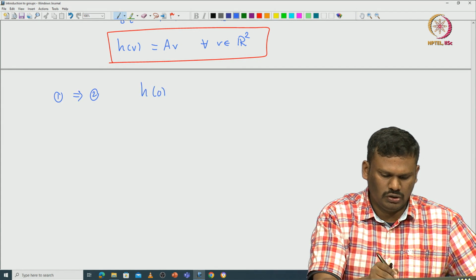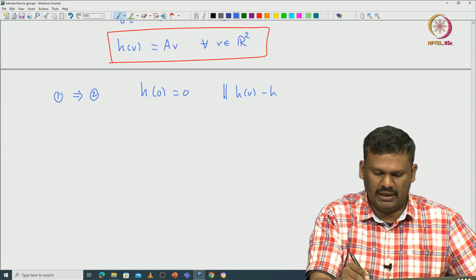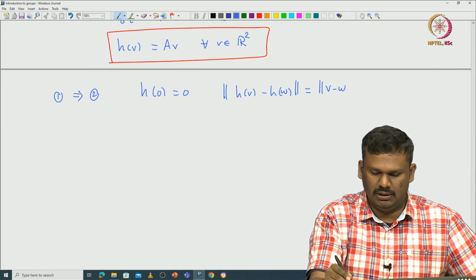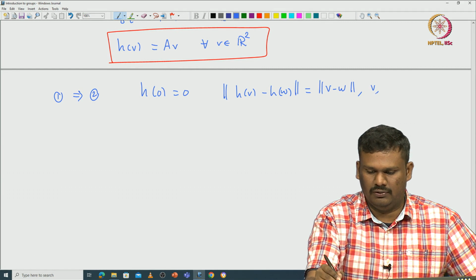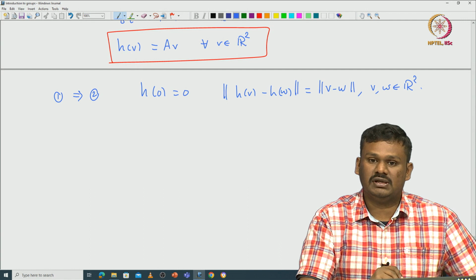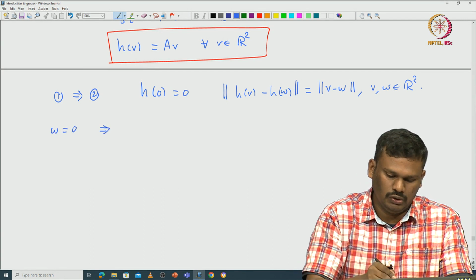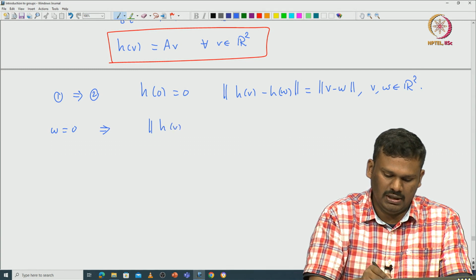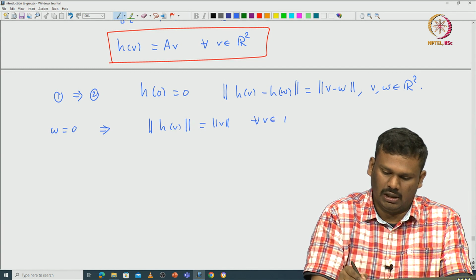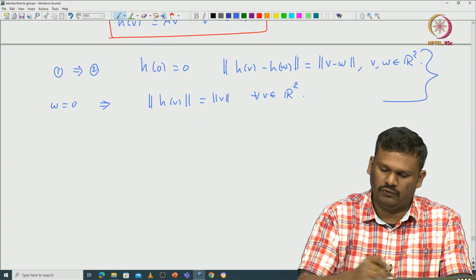So, H of 0 is 0 and H preserves distance. So, norm of H of V minus H of W is the same as norm of V minus W for all V, W in R 2. Now, since 0 is fixed by H, by setting W equal to 0, you get that norm of H of V is equal to norm of V for all V in R 2. Okay. So, just work it out using these two formulas.